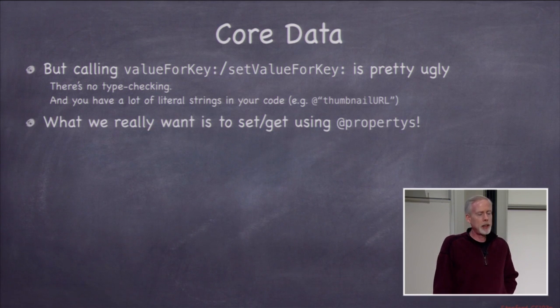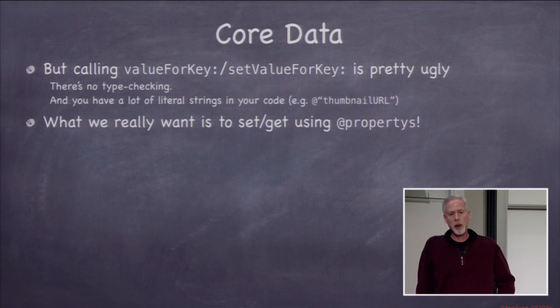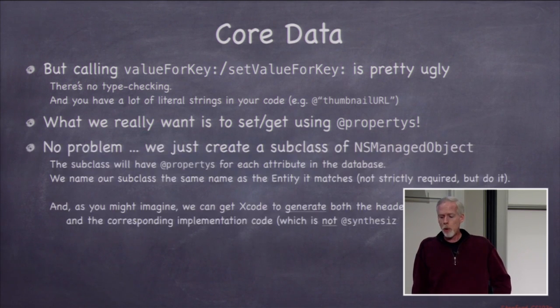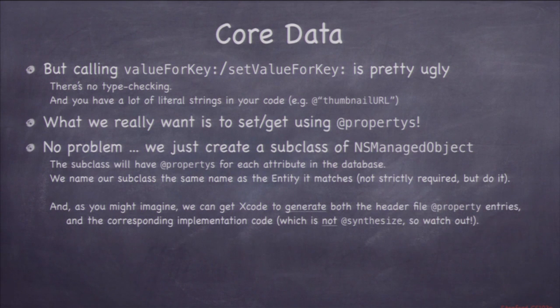We want to be able to set the title and subtitle and thumbnail URL and all that stuff in my photo using properties and dot notation. So all we need to do that is create subclasses for photo and a subclass for photographer. Subclasses of NSManagedObject, right? And these subclasses will implement all these properties. And of course, because Xcode is so nice, it's going to do that for you.